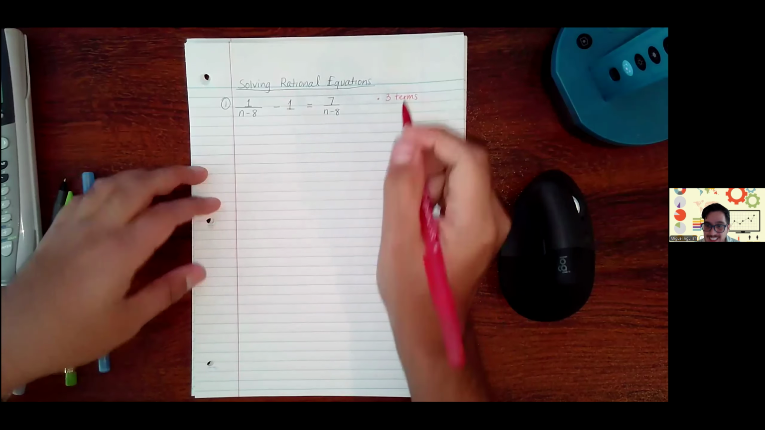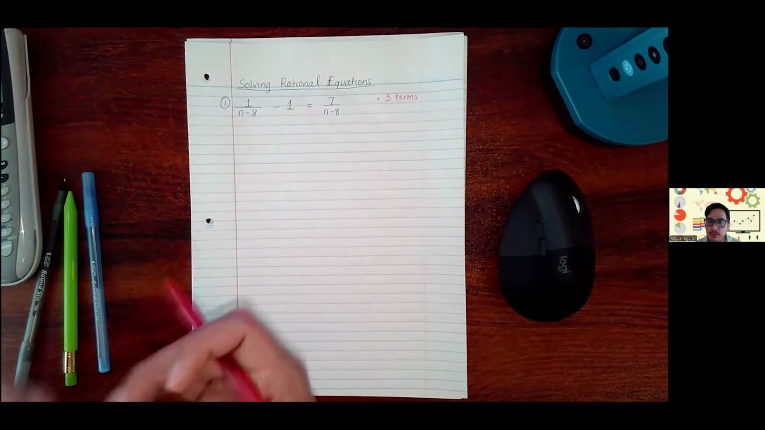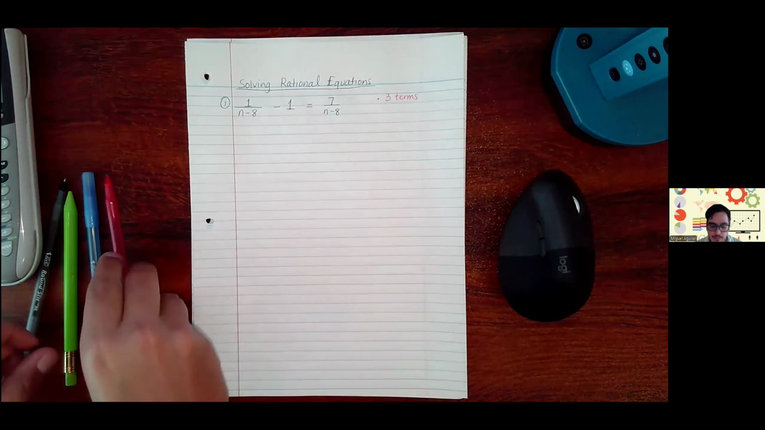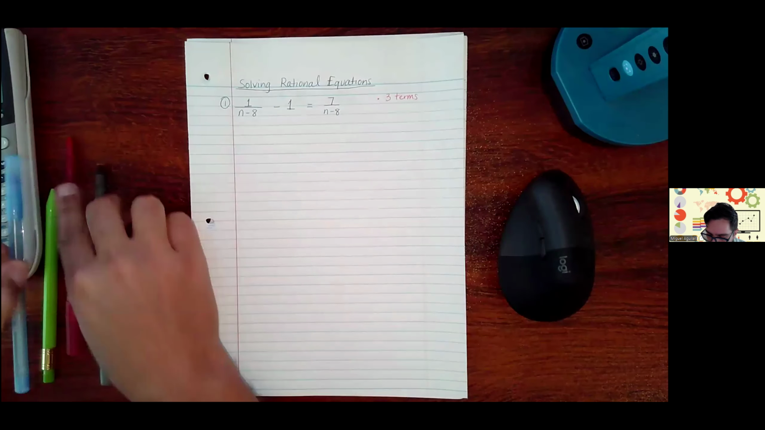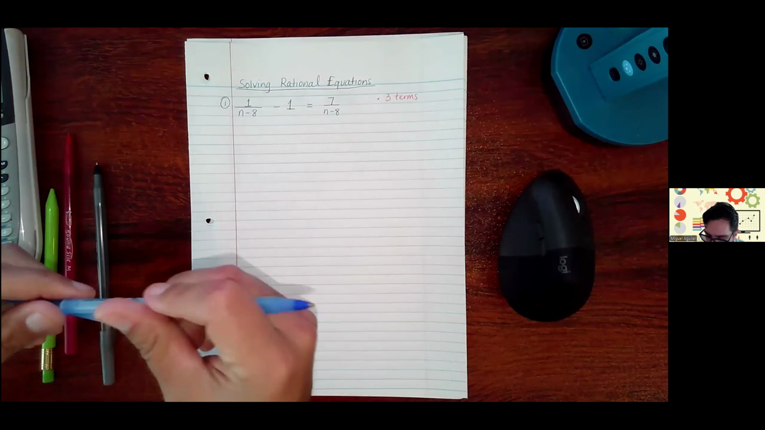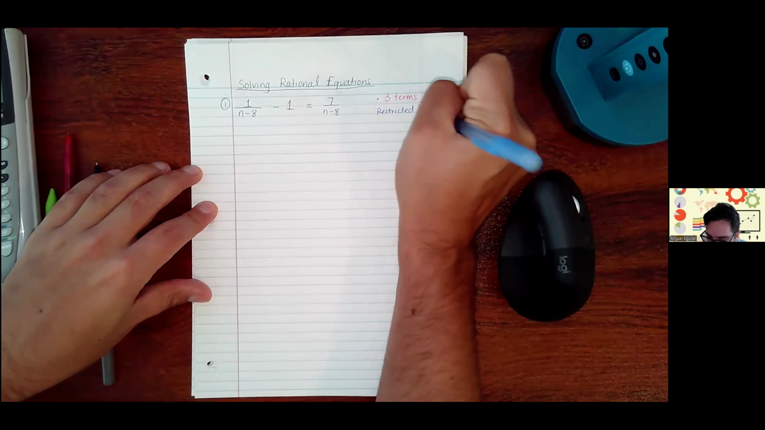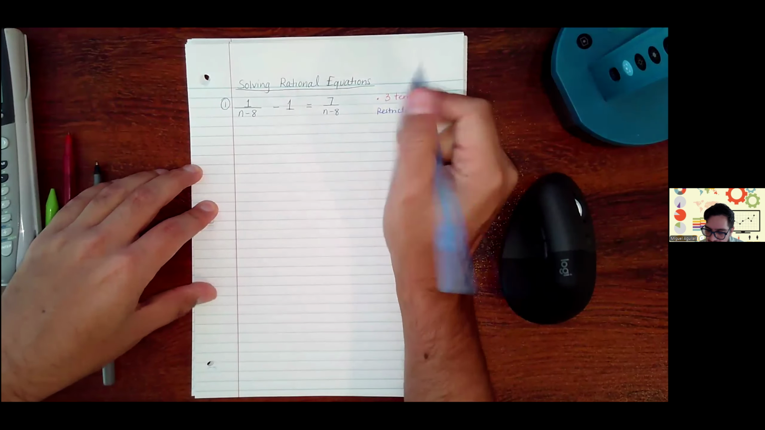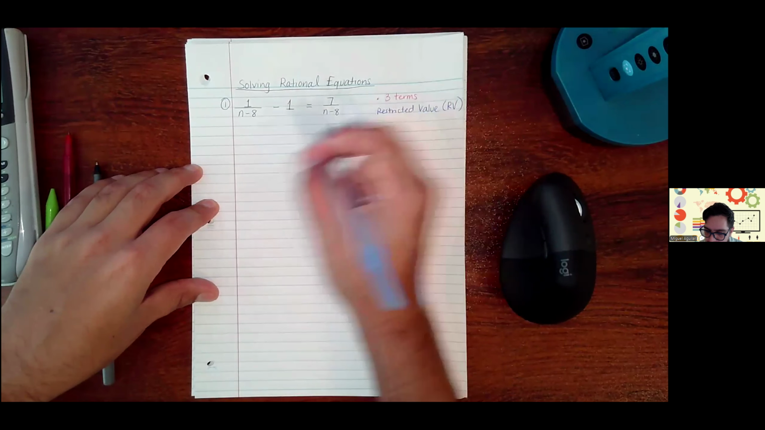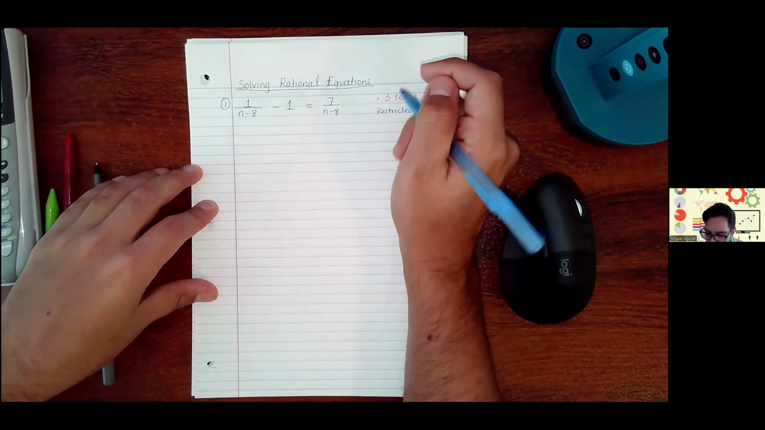And our first step is going to be, can we identify what the restricted values of this equation are? Now, in class, we talked about what a restricted value is. And so maybe I'll just reiterate what a restricted value is here. A restricted value, and I'll abbreviate this from here on out as RV, is going to be any variable value, in this case n, that forces the denominator to be equal to 0.